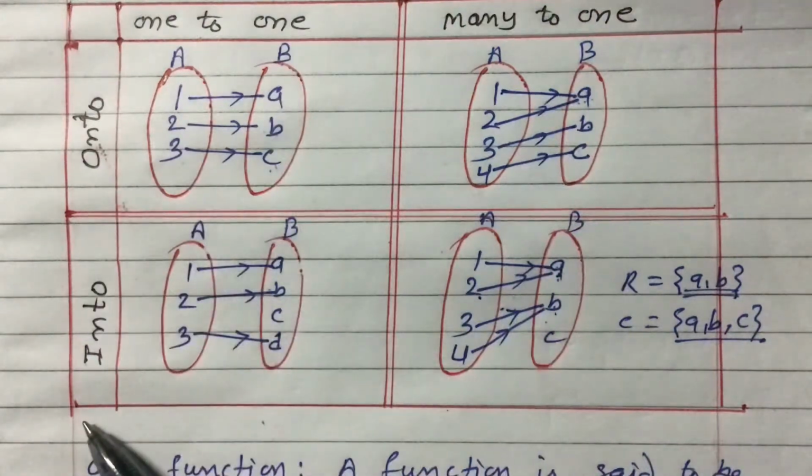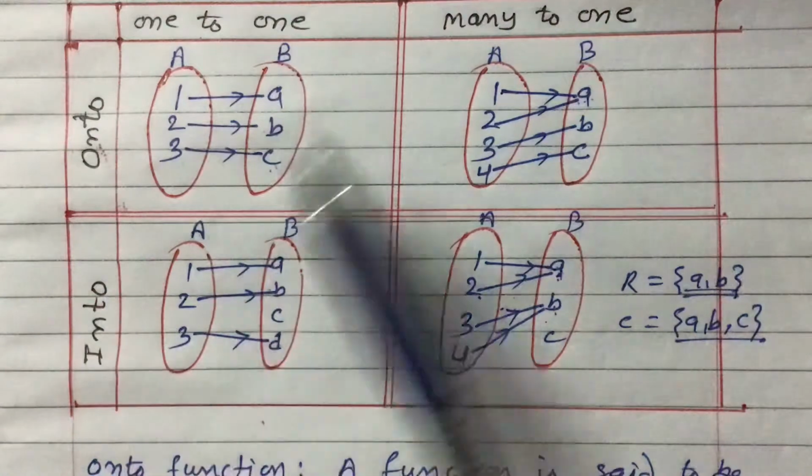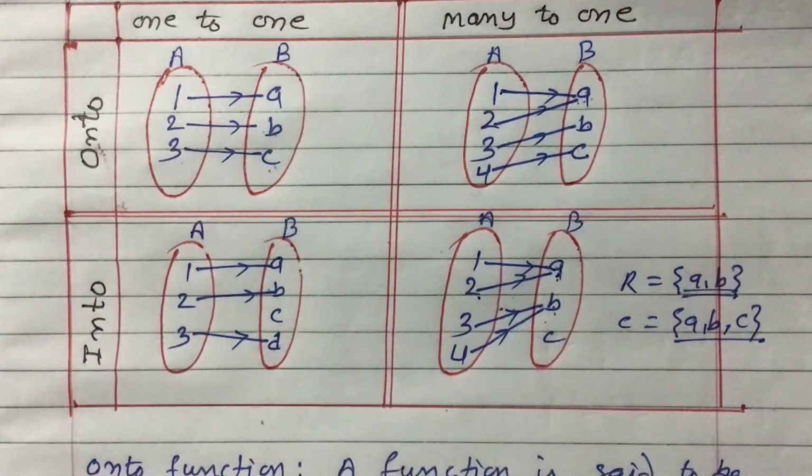We can define in a single way also, or in combination form also: one-to-one onto, one-to-one into, many-to-one onto, many-to-one into. Those two definitions you combine, then you will get the combination of definitions also.